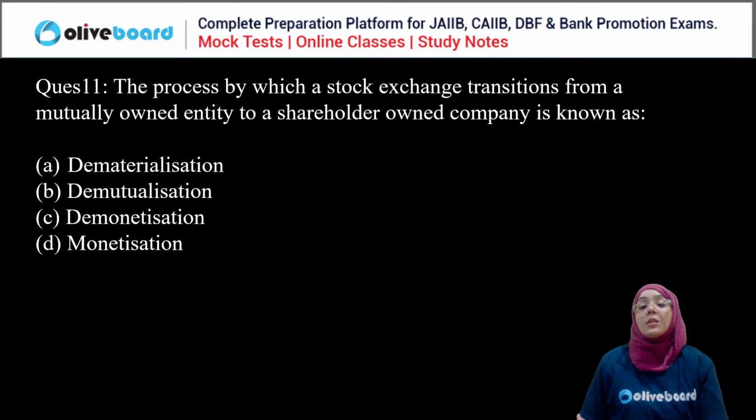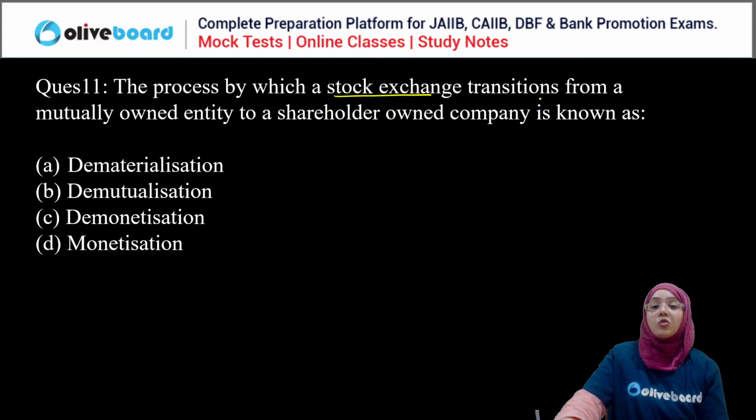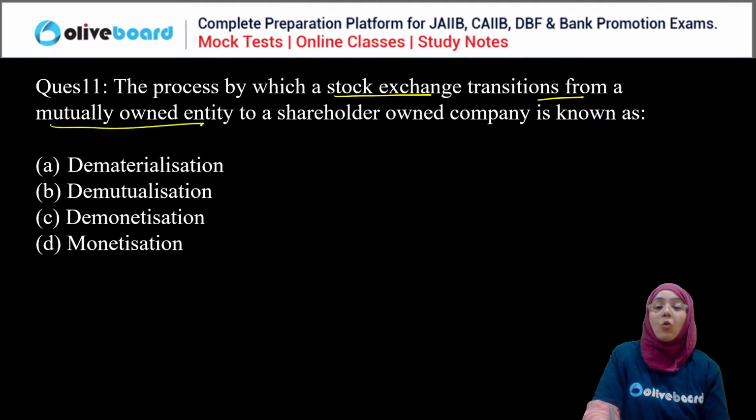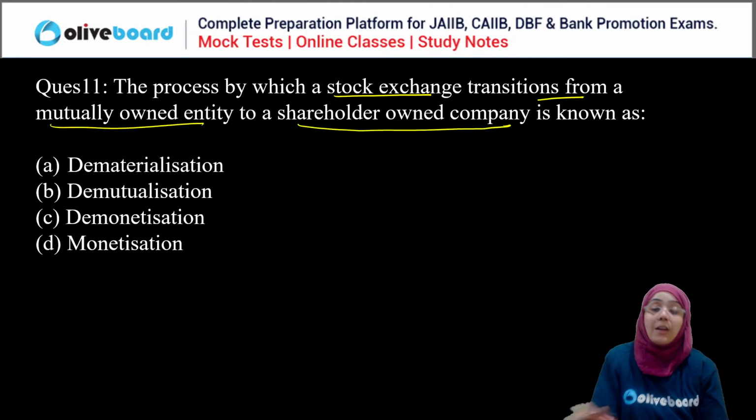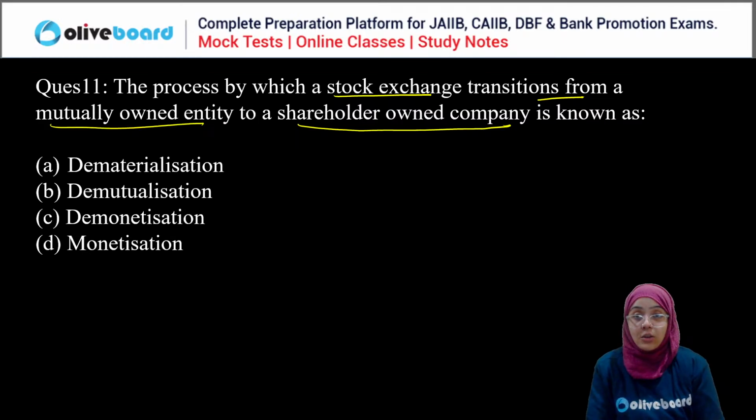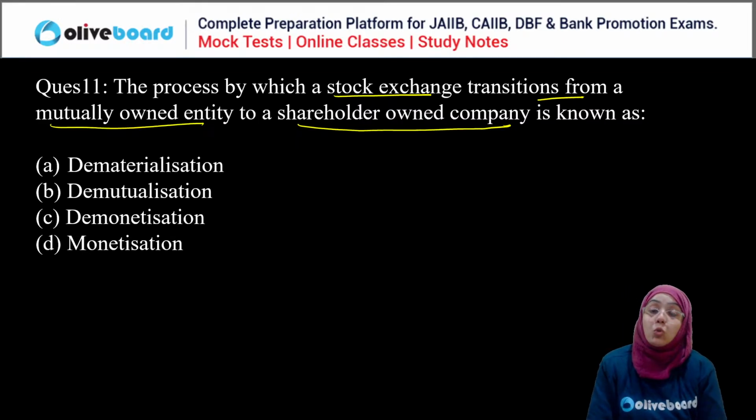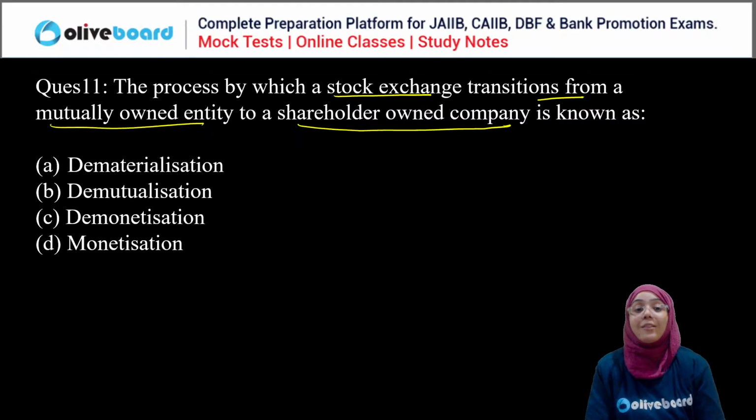Next question. The process by which a stock exchange transitions from a mutually owned entity to a shareholder owned company is known as: dematerialization, demutualization, demonetization, or monetization.